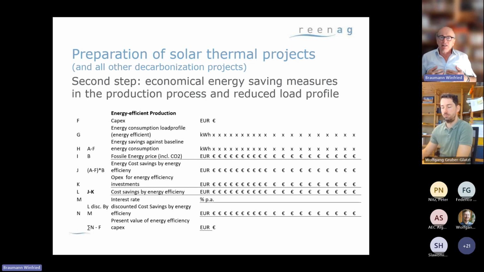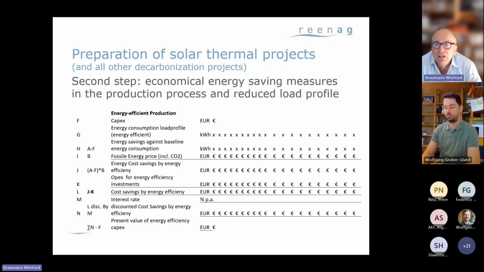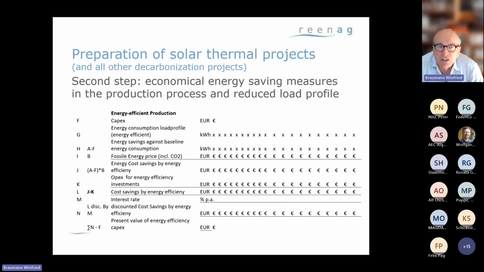Measures which can be implemented on this level are, for instance, the reduction of energy losses by insulation, the installation of heat exchangers, some mechanical measures or improvements, and of course, very importantly, the optimization of energy control and energy management systems. These measures will result in investments, but they will result also in a changed energy load profile. And this also has to be regarded here.